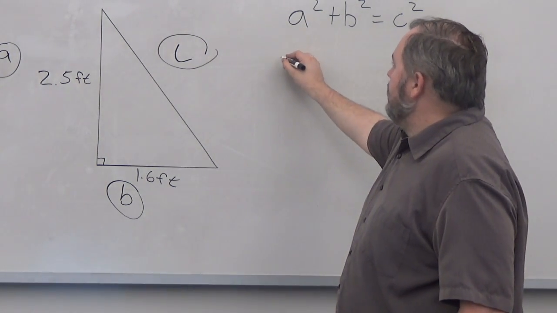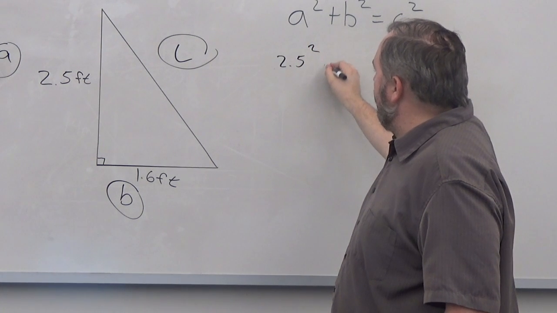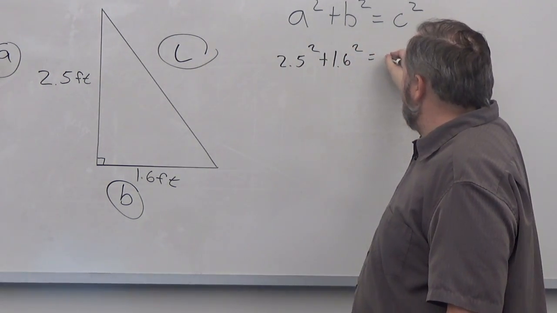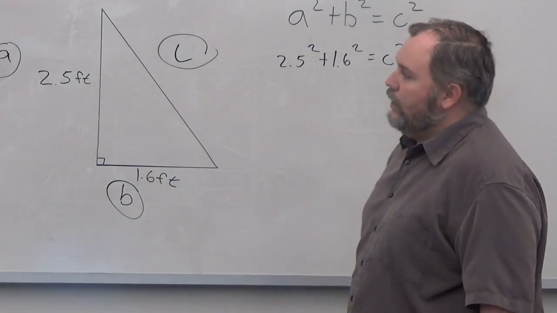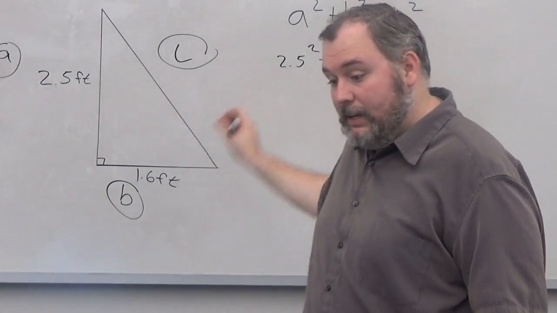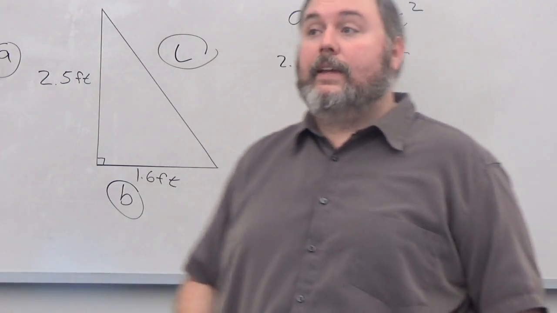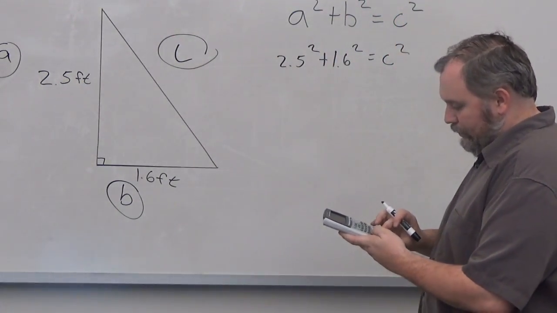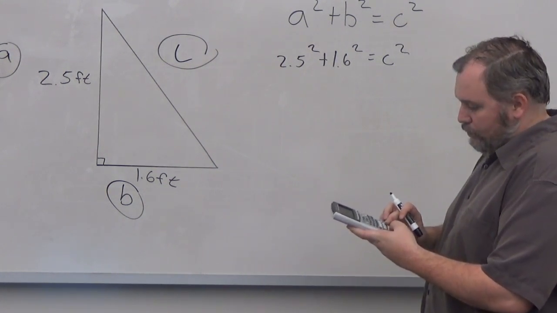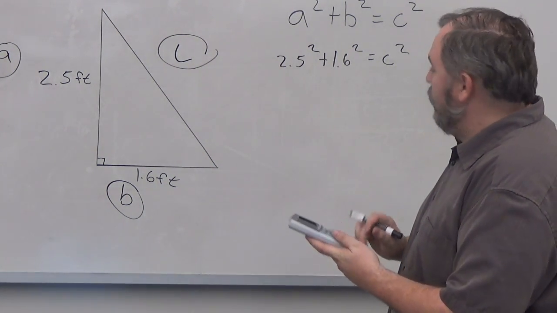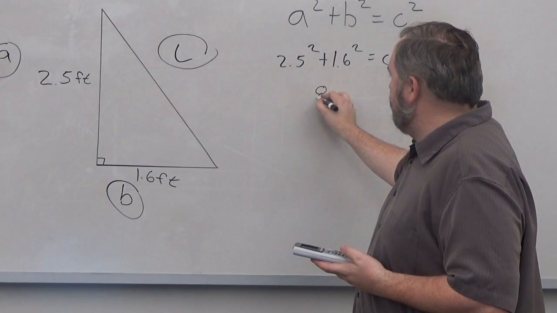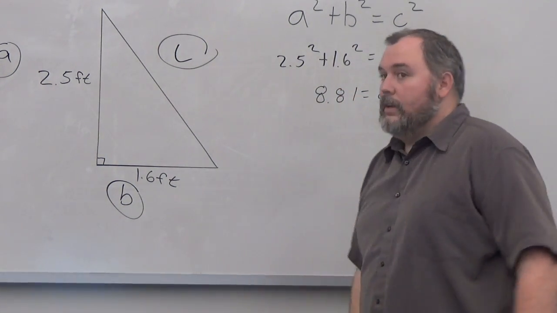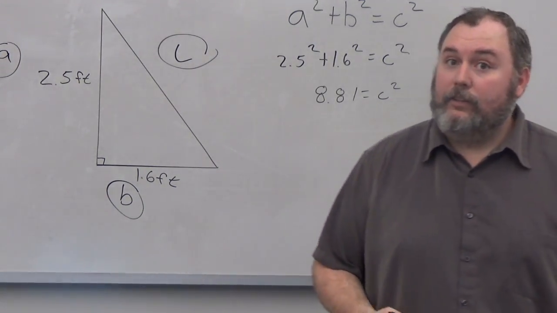So, we can say 2.5 squared plus 1.6 squared is equal to C squared. Well, I don't feel like doing this all in my head, so I'm going to use our handy dandy calculator, and I'm going to find out what 2.5 squared plus 1.6 squared is. And when we do, we get 8.81 equals C squared.